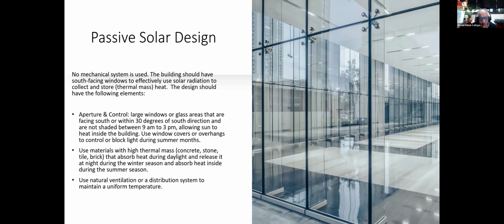So you can reduce your heating load quite a bit. Use materials with high thermal mass, concrete, stone, tile, brick, that absorb heat during daylight and release it at night during the winter season, and absorb heat inside during the summer season. So actually it's cooler inside during the summer. Use natural ventilation or a distribution system to maintain a uniform temperature. Distribution system is like a fan, a ceiling fan.